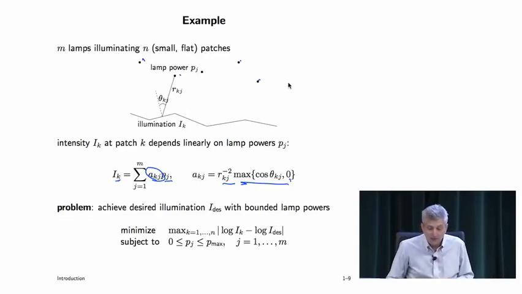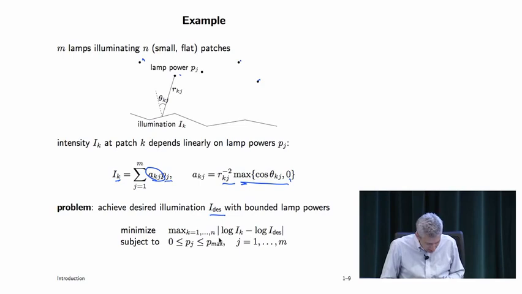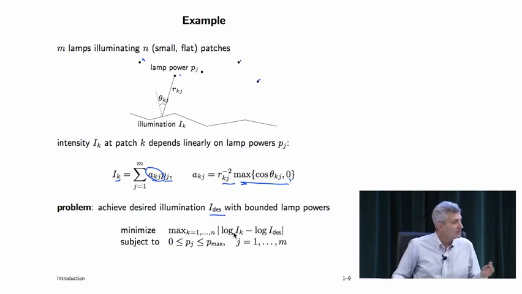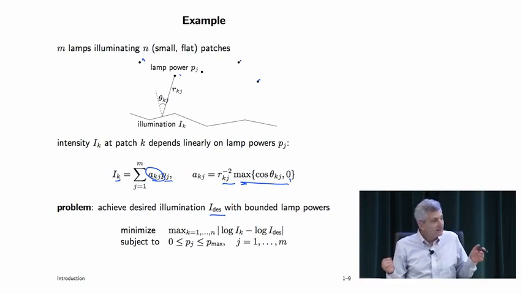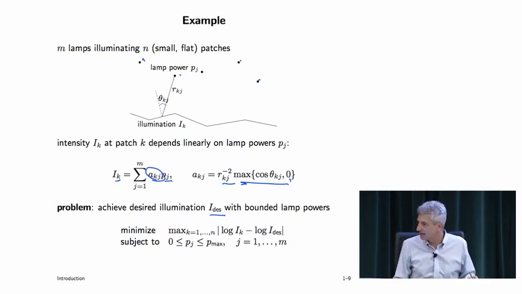Now the question is, you're going to choose the lamp powers. The lamp powers, by the way, have to be between zero and some maximum power. And what you want is to achieve some constant desired illumination on the bottom. We're going to measure that by percentage deviation, in fact, by maximum percentage deviation, right? So we're going to take the log of the actual illumination, subtract that from the log of the desired one, and we'll take the maximum of that. So that's basically the minimax percentage error. That's the correct interpretation of the objective, right?